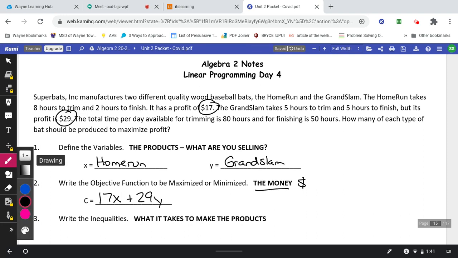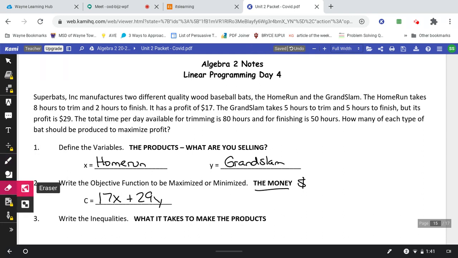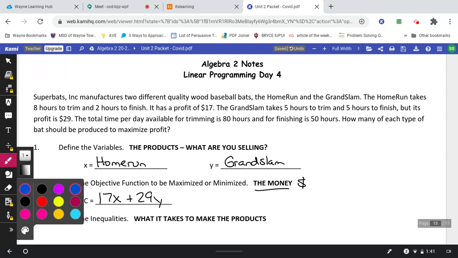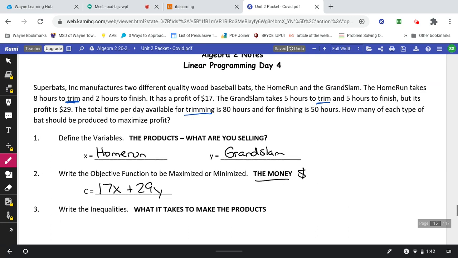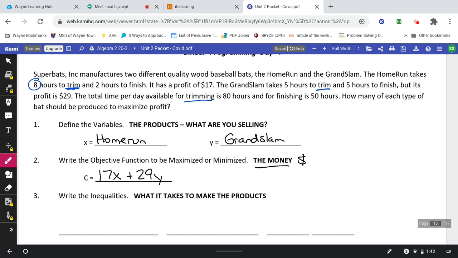All right, and then we move on to what it takes in order to actually make these products. Just skim through and see if you can find any words that you see often. I notice I see the word trim, so I'll do that in blue. I see it again here and over here. I'm going to go ahead and write those numbers. I have 8 hours to trim, so 8x, plus 5 hours to trim, 5y, is less than or equal to the total time per day trimming, 80 hours.